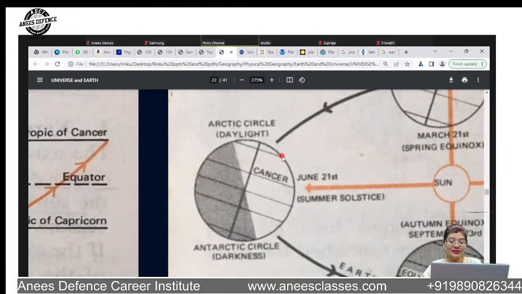Whereas the Antarctic Circle will remain in 24 hours of darkness because the sun will never rise there for an entire day. And so is the South Pole under darkness. All right, are we clear here?